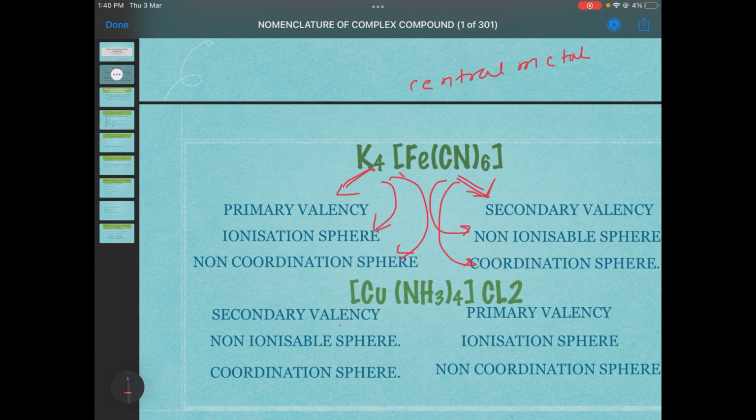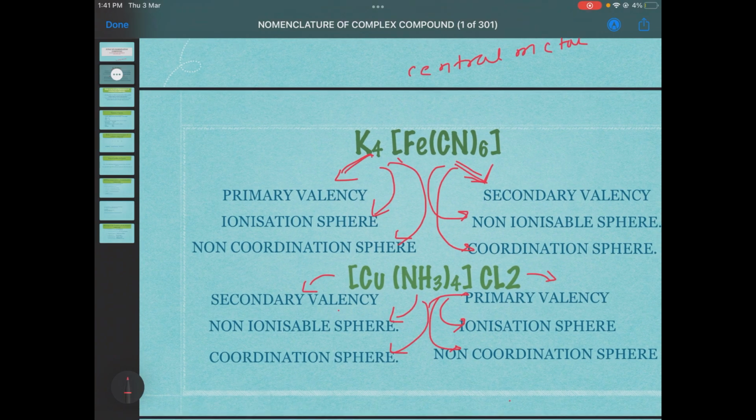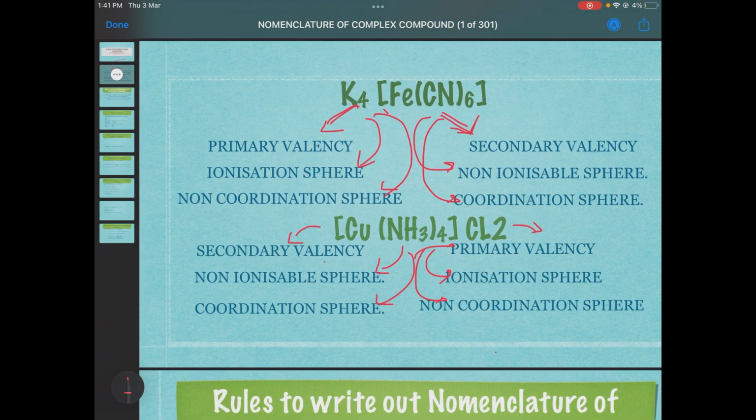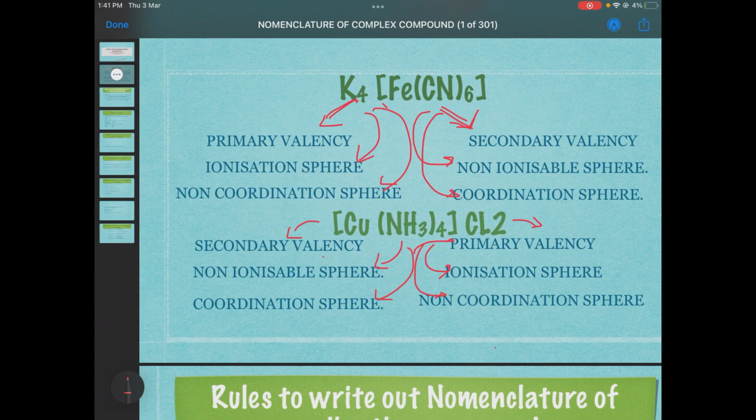Irrespective of this, a complex compound can be written with the primary valency first and the secondary valency second, or it can be vice versa, that is, the secondary valency first and the primary valency second. Similarly, non-ionizable sphere first and ionizable sphere second, and coordination sphere first and non-coordinated sphere second. We can write it like this. So you can write coordination compounds in this manner, where the primary and secondary valency are the main priorities.